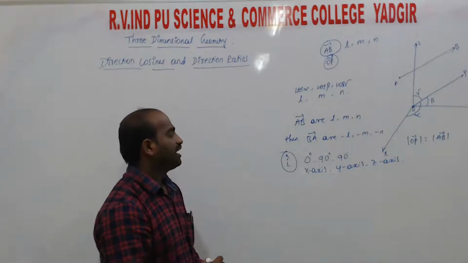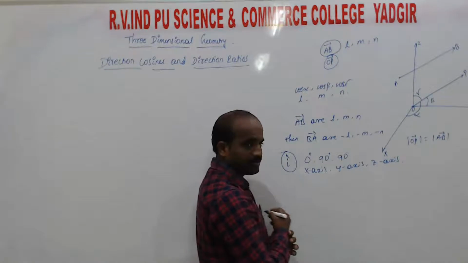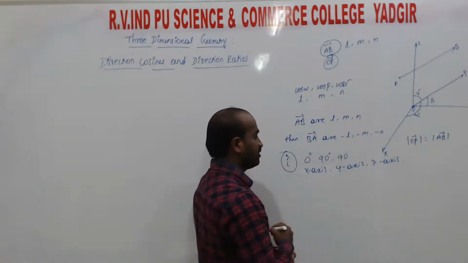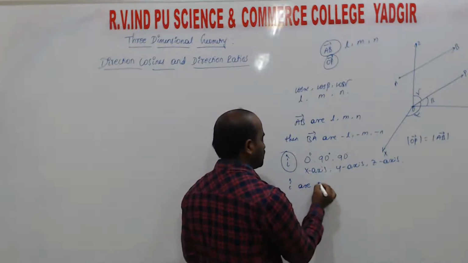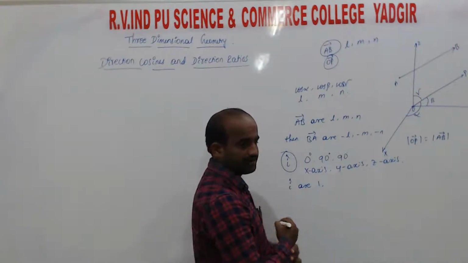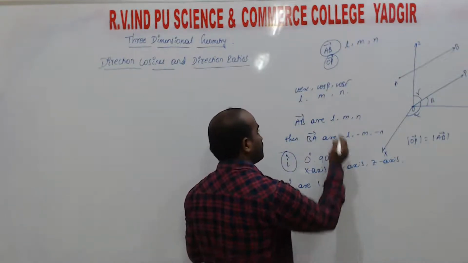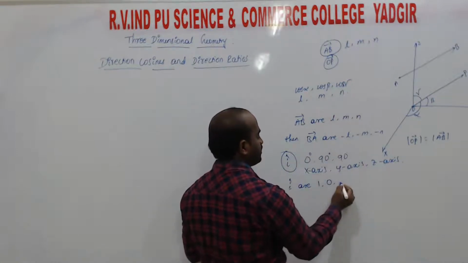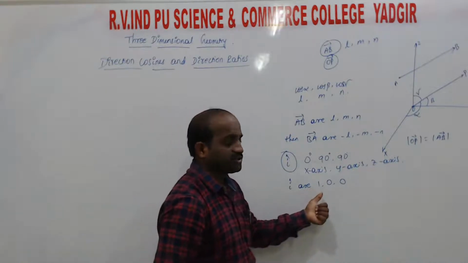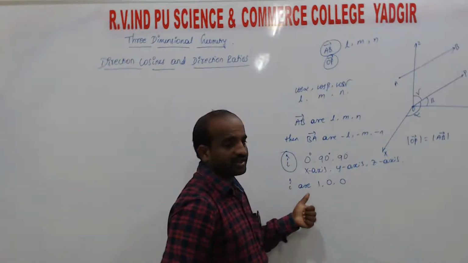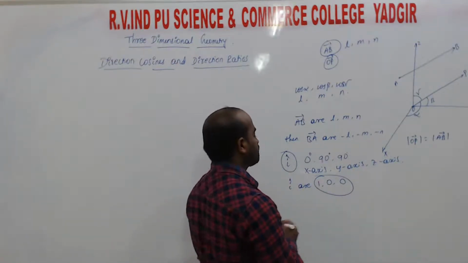The direction cosines of i are cos alpha, cos beta, cos gamma, that is cos 0, cos 90, cos 90. Cos 0 is 1, cos 90 is 0, and cos 90 is 0. Therefore, the direction cosines of any vector along the x-axis are 1, 0, 0.